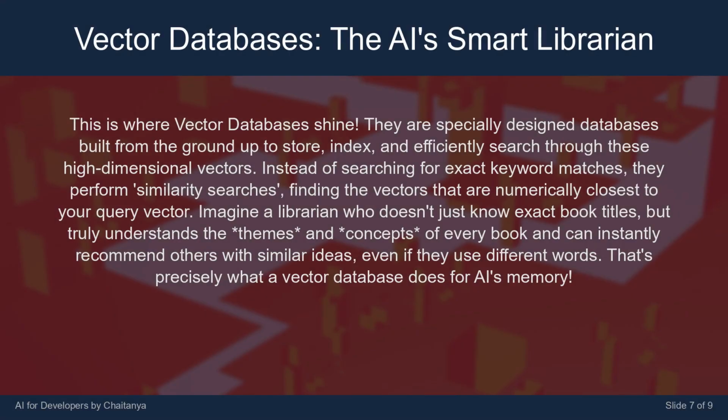This is where vector databases shine. They are specially designed databases built from the ground up to store, index, and efficiently search through these high-dimensional vectors. Instead of searching for exact keyword matches, they perform similarity searches, finding the vectors that are numerically closest to your query vector. Imagine a librarian who doesn't just know exact book titles, but truly understands the themes and concepts of every book and can instantly recommend others with similar ideas, even if they use different words. That's precisely what a vector database does for AI's memory.